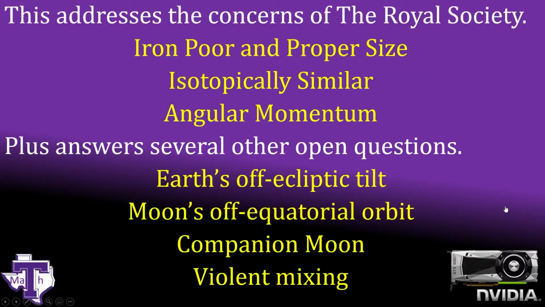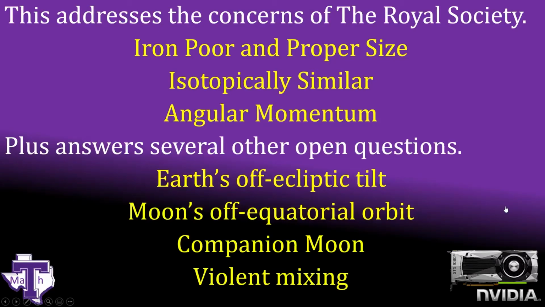What we're after was an iron poor moon. Well, our moon had no iron in it. Isotopic similarity: our moon had equal parts from both impactors, so we satisfied that one. Angular momentum was spot on. Now, some other things we weren't really after, but just kind of came out naturally. We got the Earth's off ecliptic tilt. Another thing about the moon is that it does not orbit in the Earth's equatorial plane. It orbits in an off equatorial plane. And in our collision, we got the off equatorial plane.